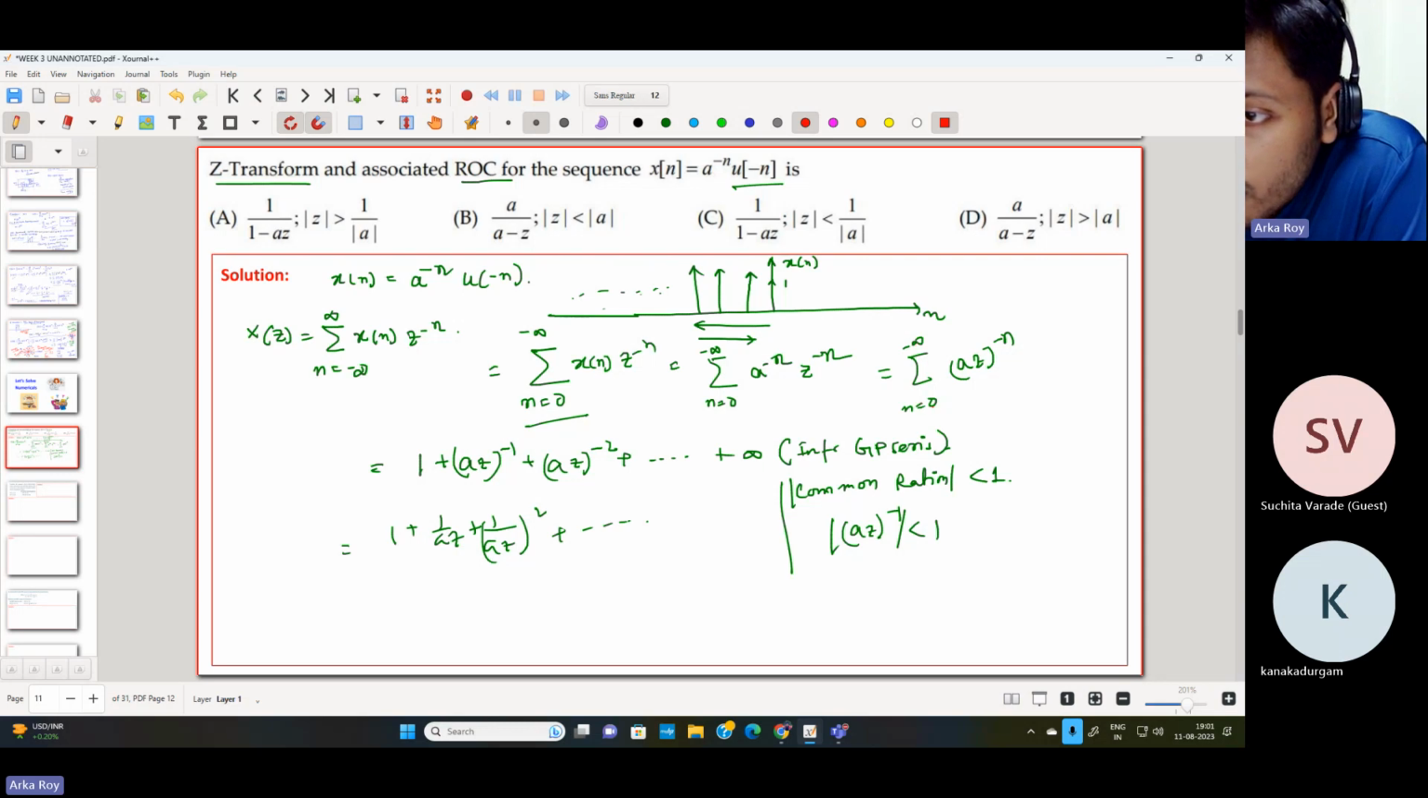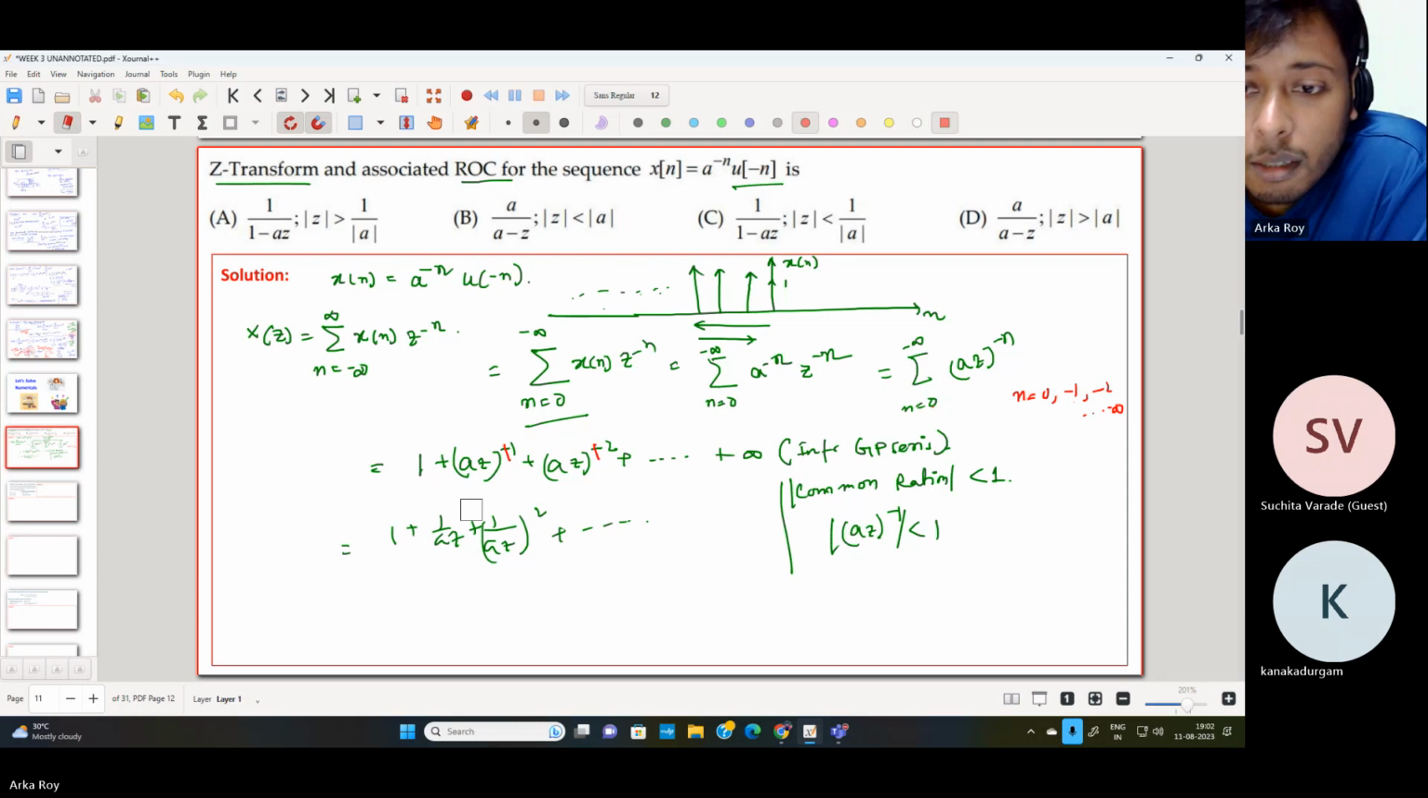So when I am going from 0 to minus infinity, the range is like 0, minus 1, minus 2, dot dot dot, minus infinity. That means for 0, this is 1. For n equals to minus 1, this will be az to the power plus 1, because we are taking n equals to minus 1. So minus 1 into minus will effectively lead to plus. So this will be az square like this.